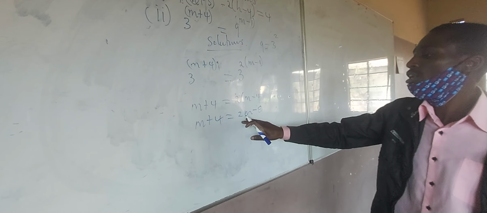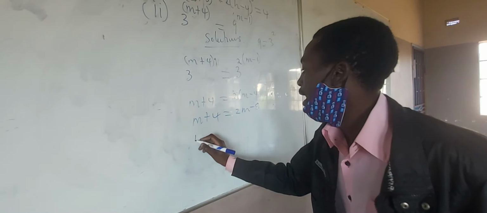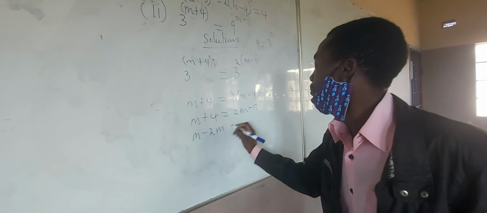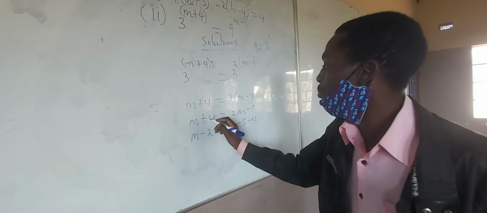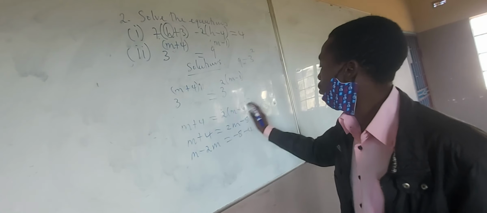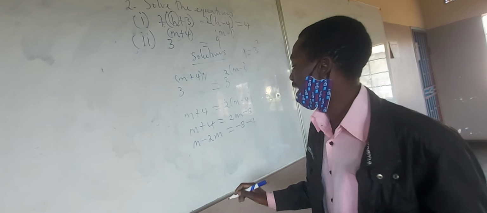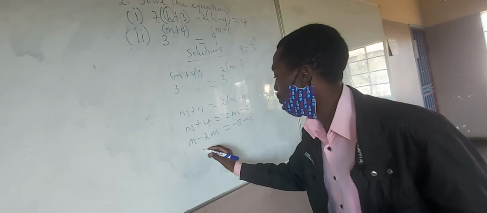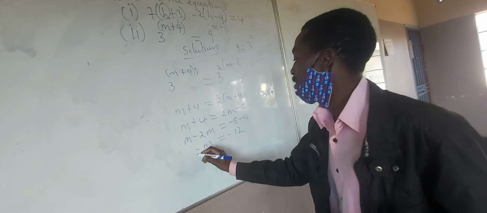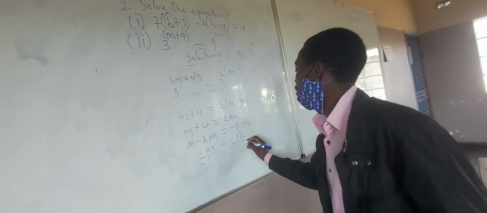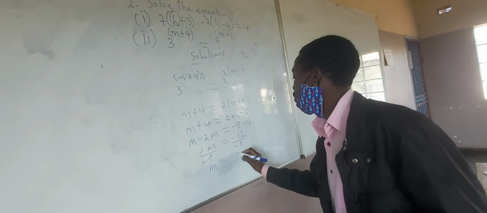Right? So this m should jump the equal sign, and we get m minus 2m is equivalent to negative 8 minus 4, because this 4 is positive here, so if it jumps the equal sign, it will carry a negative sign. So m minus 2m, we get negative m, which is equivalent to negative 12. Then we divide by negative 1 on both sides. So our m becomes 12.